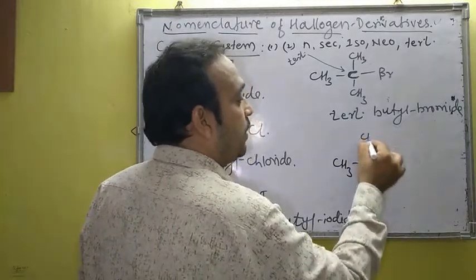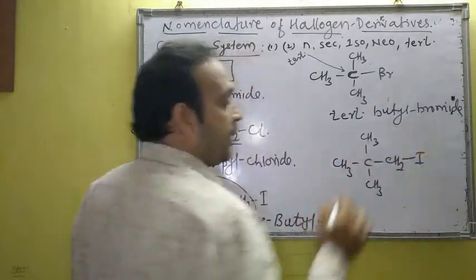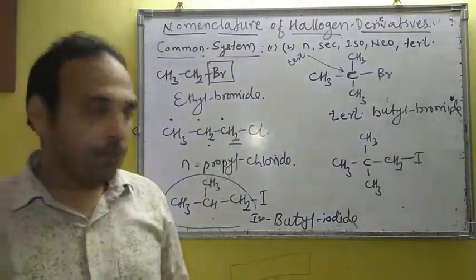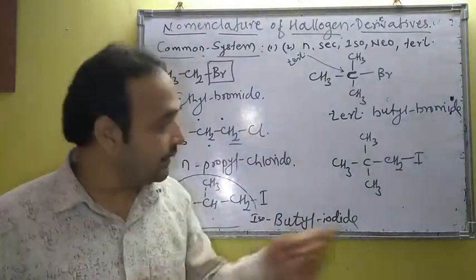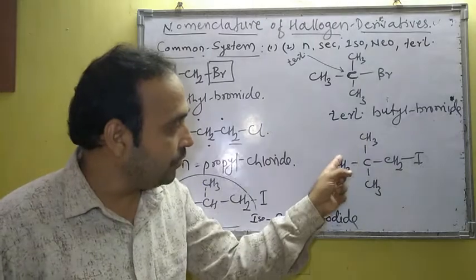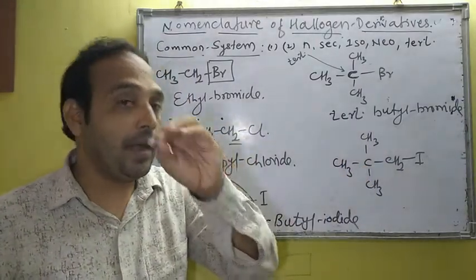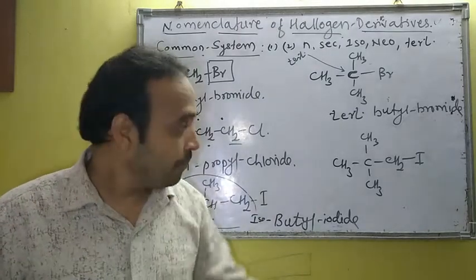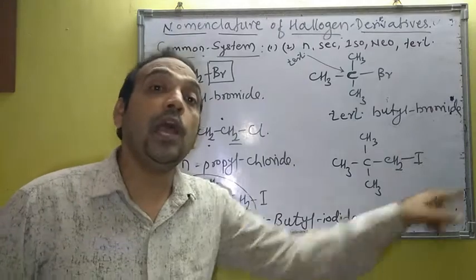Now the next example: suppose I have written CH3, CH3 single bond CH3 CH2I. Just observe this example. How many carbon atoms are there in total? 1, 2, 3, 4 and 5. Now 5 carbon atoms means my alkyl group is pentyl. I means iodide. So its name is pentyl iodide.